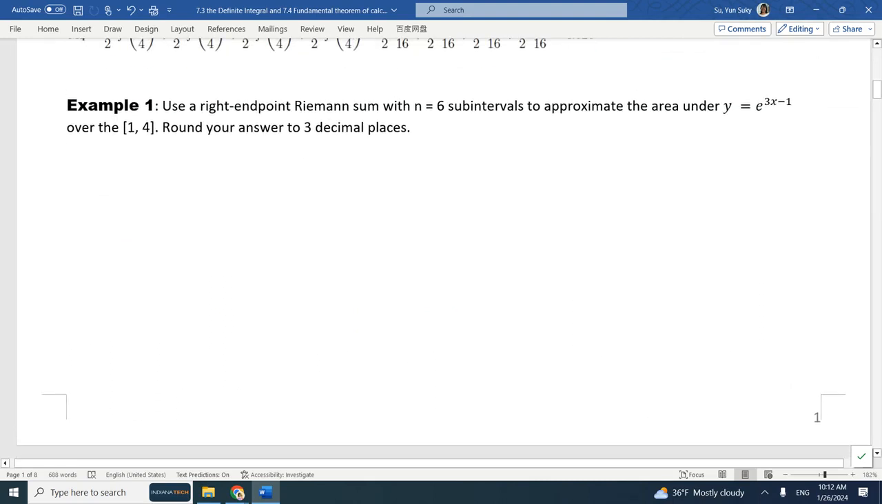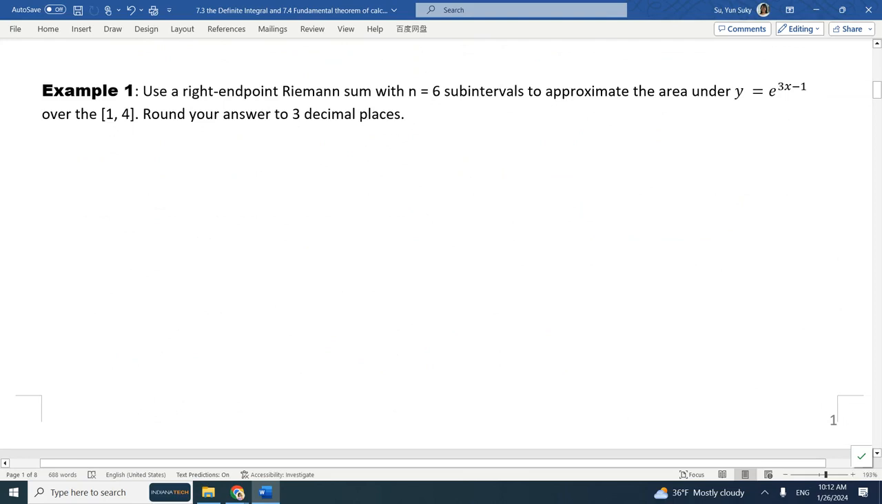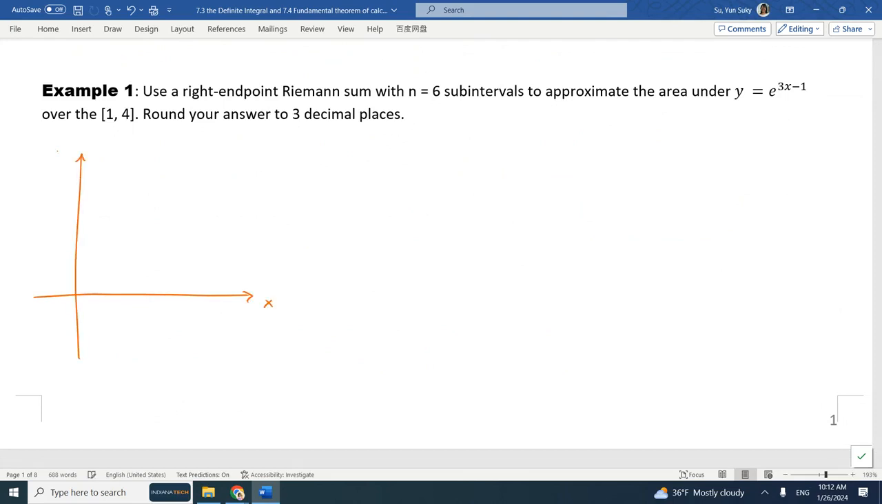Now it is our turn to work on an example. Now, example 1. Use the right endpoint Riemann sum. Okay, actually they're called the Riemann sum. Riemann is this idea using the sum of rectangles to approximate the area. Okay, so let's see. We draw the picture to help us understand. And this is the x. That's the y. And the function e to the 3x minus 1. And we want to compute from 1 to 4.